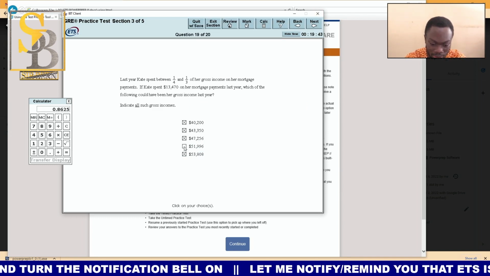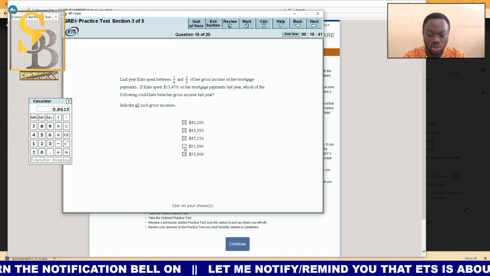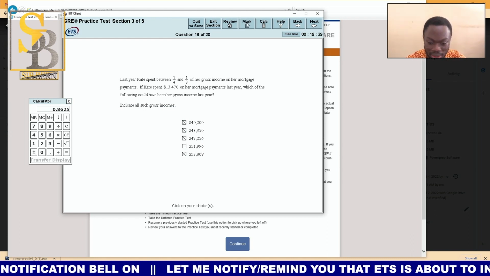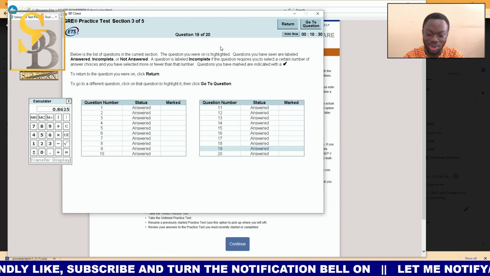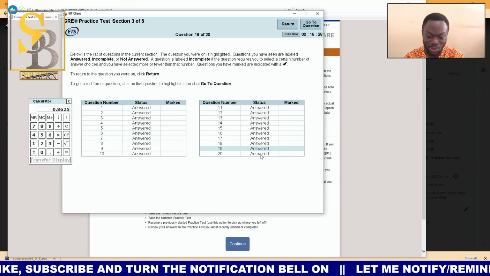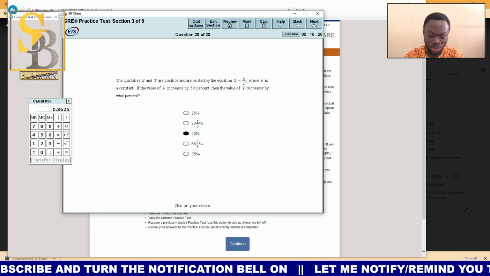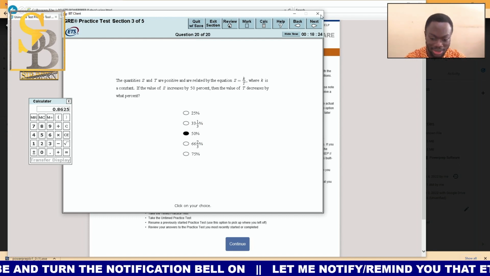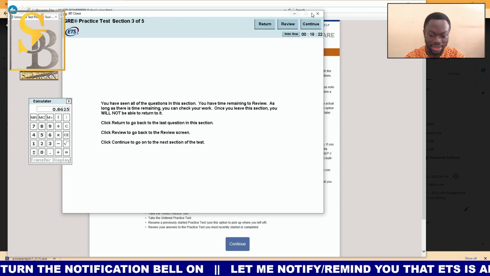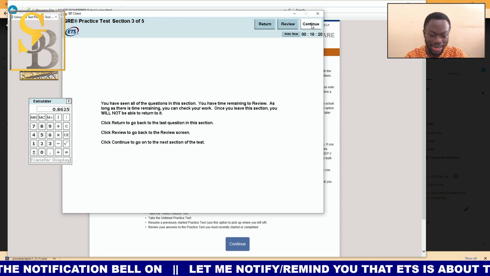Coming here, you think that 51,996 is not part. You choose that and mark. Go back to the review screen. You see this. So you can go to question 20 and move on. Go to question sends you to the last question next. Then you can move to continue, meaning that you are done with this section.